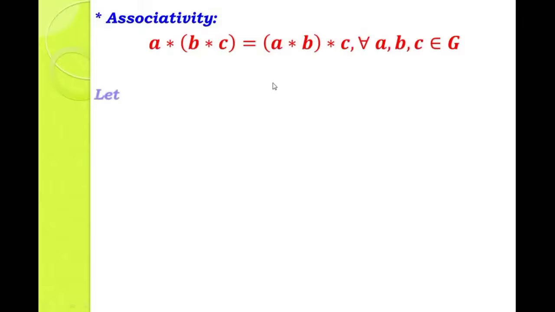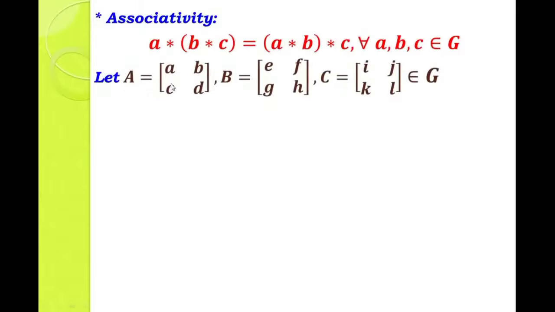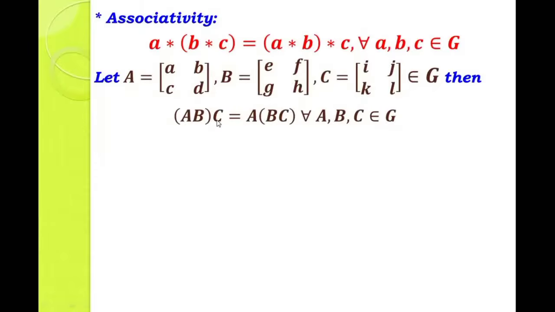So, let us consider capital A equal to a, b, c, d, capital B equal to e, f, g, h, and capital C equal to another four variables. So these three matrices belong to G. So what is the associative property? First, we find the left hand side value. Similarly, you find the right hand side value. Both are always equal. Therefore, we get (AB) into C equal to A into (BC).